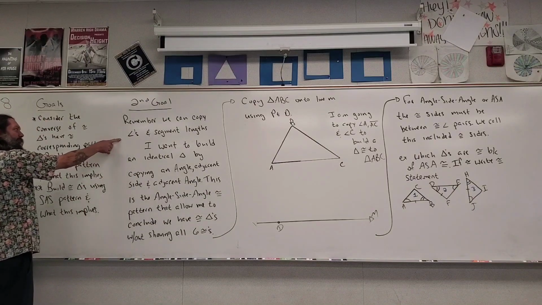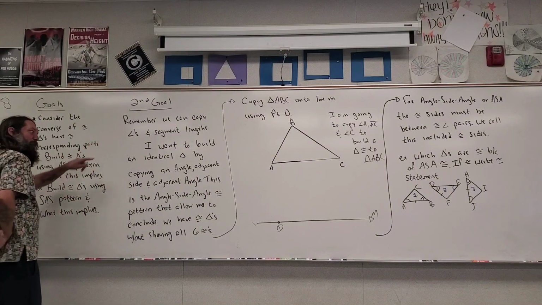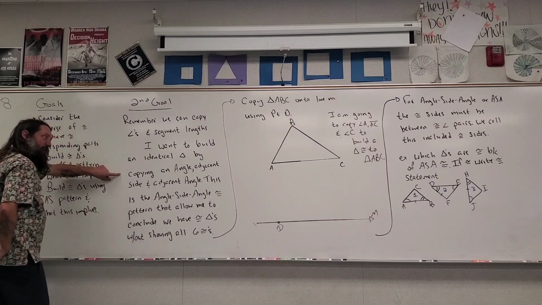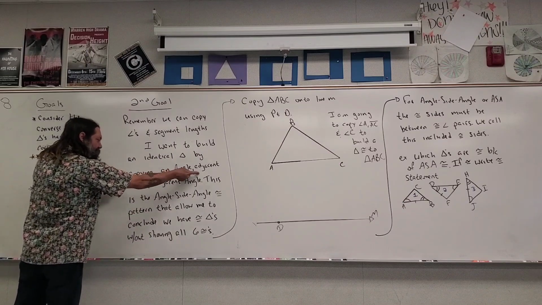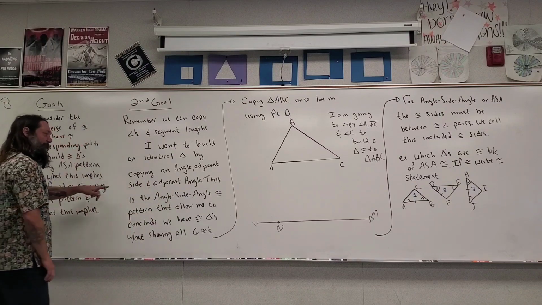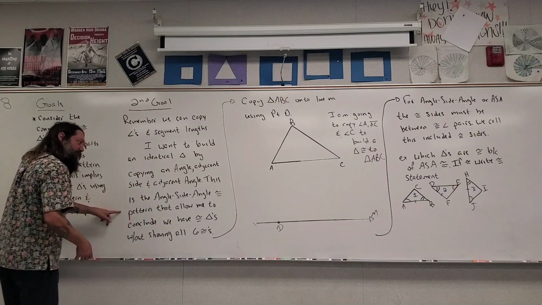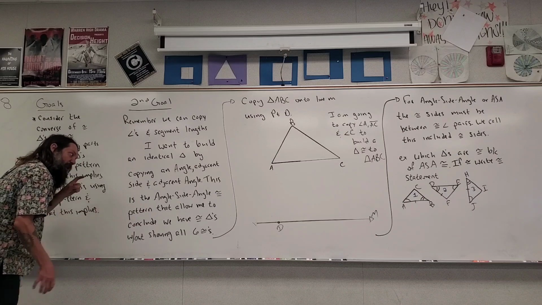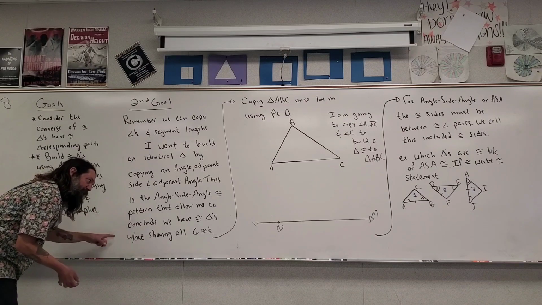Remember, we can copy angles and segment lengths. I want to build an identical triangle by copying an angle, adjacent side, and an adjacent angle. Adjacent's a fancy way to say next to. This is the angle side angle congruence pattern that allows me to conclude we have congruent triangles without showing all 6 congruences.